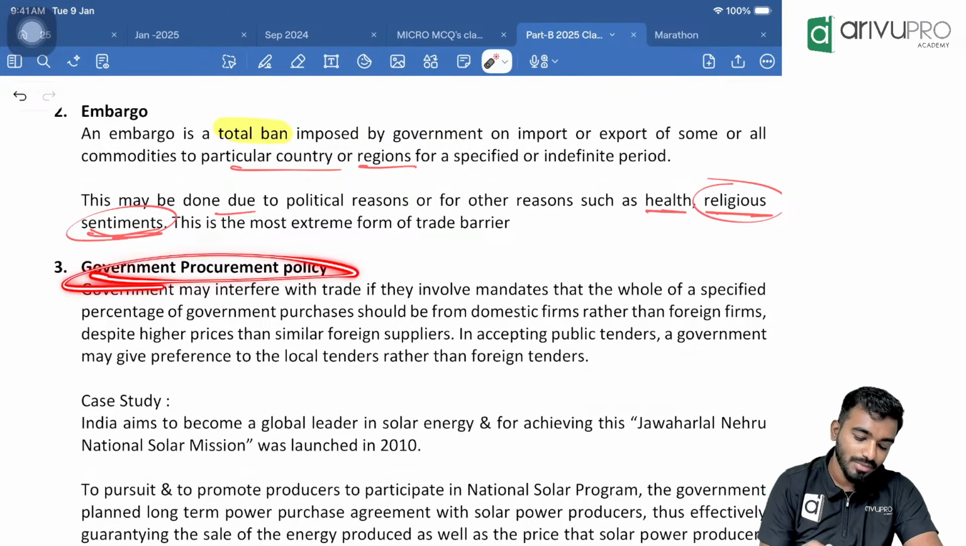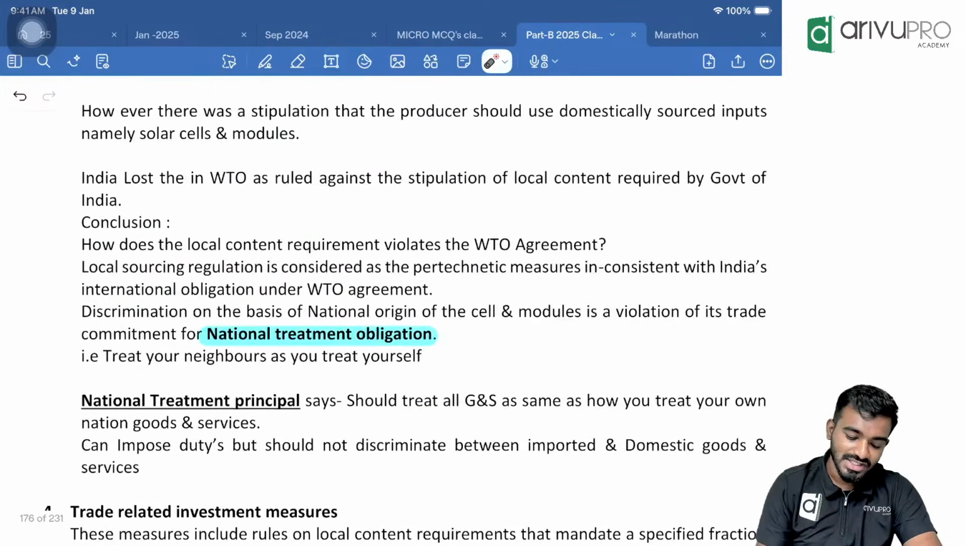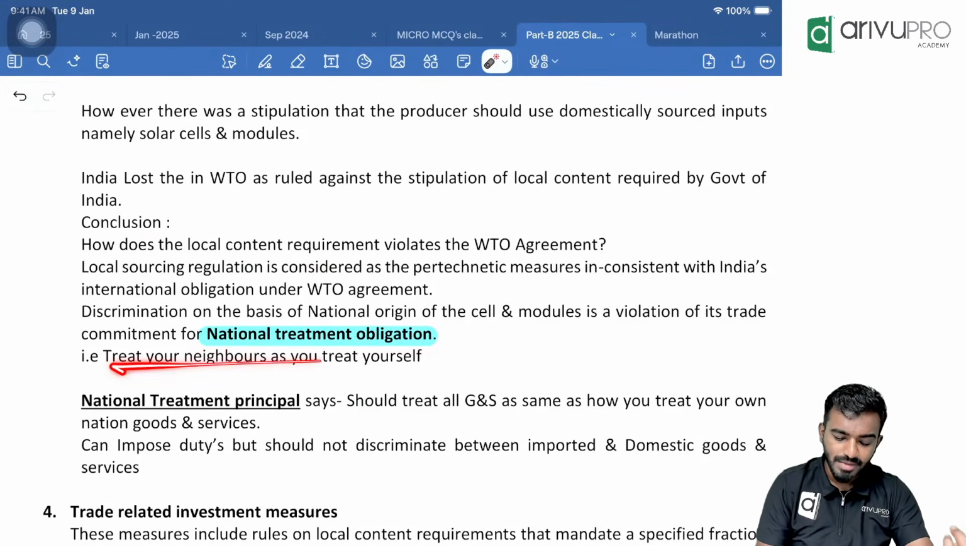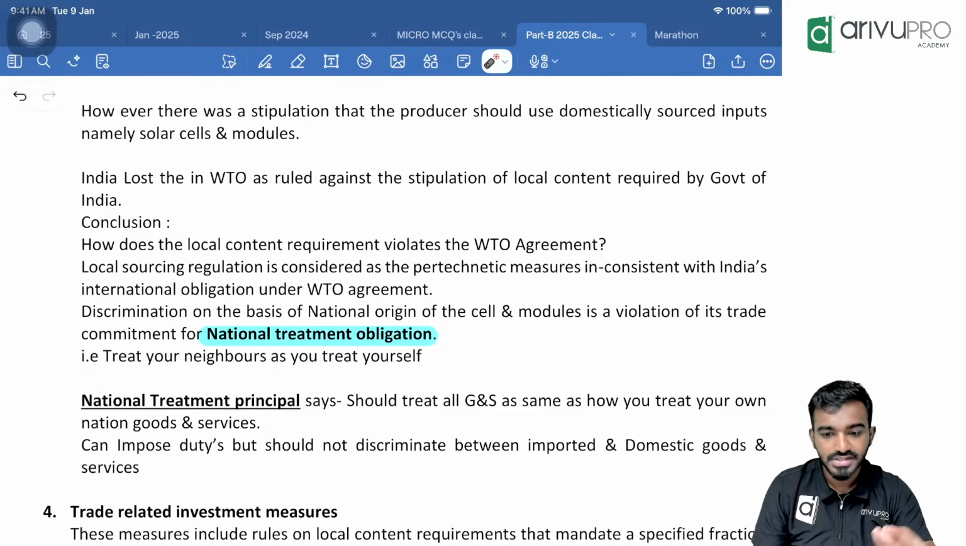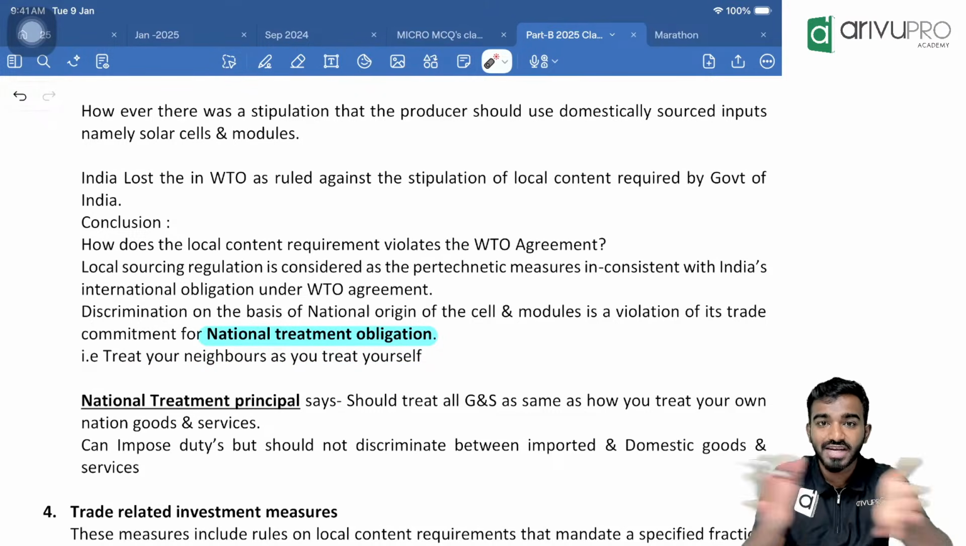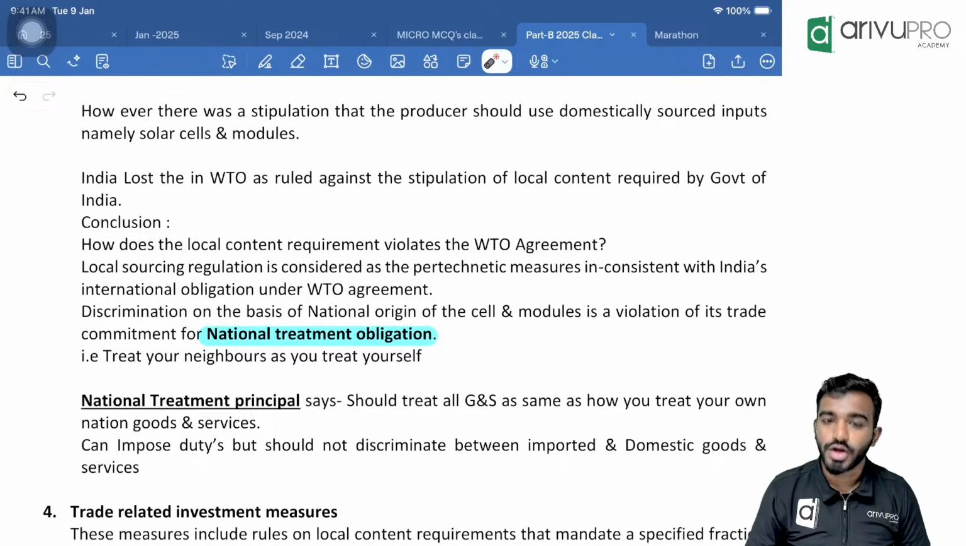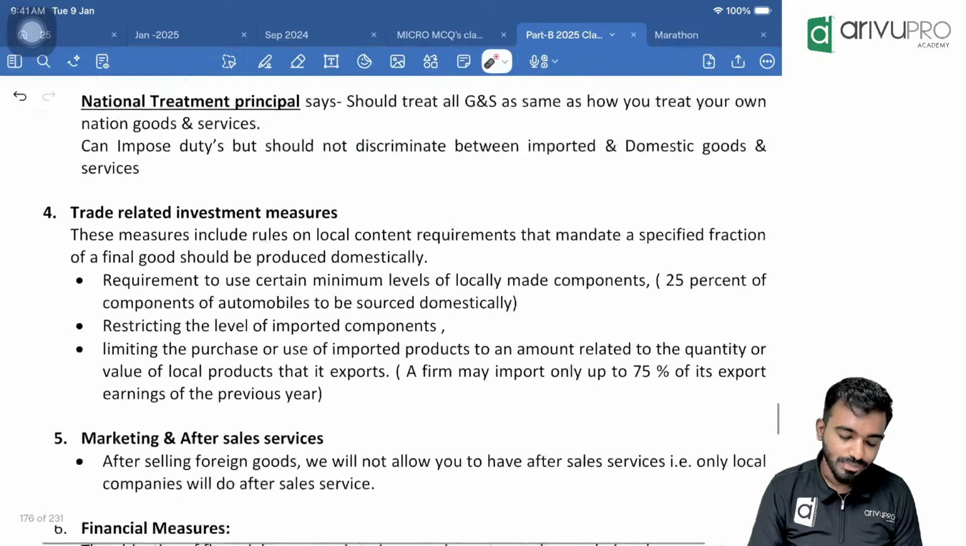That is called government procurement policy. And the national treatment principle is that you should treat your neighbor country's goods and services which are coming inside your country as yourself. You cannot discriminate between domestic goods and foreign goods. That is called national treatment obligation.